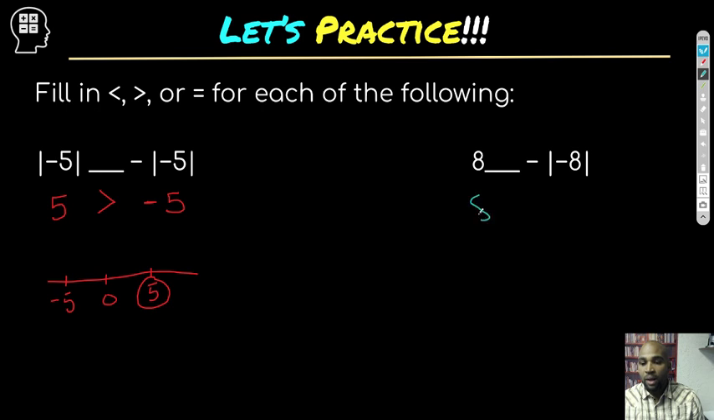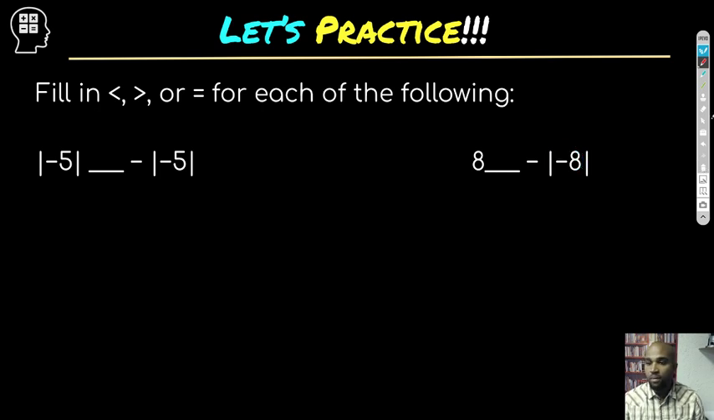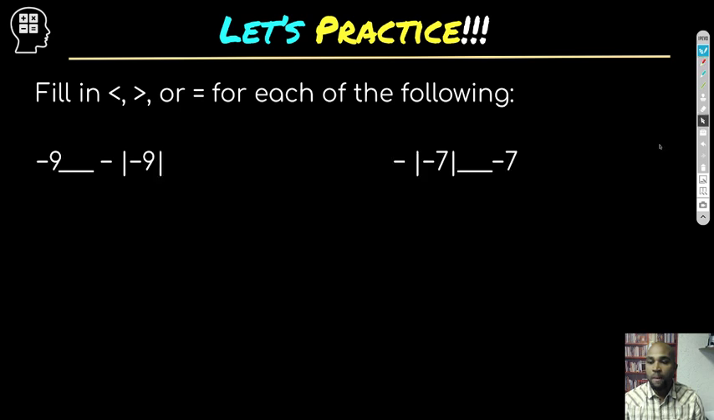All right, we got 8. Nothing needs to be done in that one. Absolute value of negative 8 is just 8, so that leaves me with negative 8 here. So what's the inequality we should put? Well, we know that 8 is bigger than negative 8, so there's our inequality there. All right, next one is this.